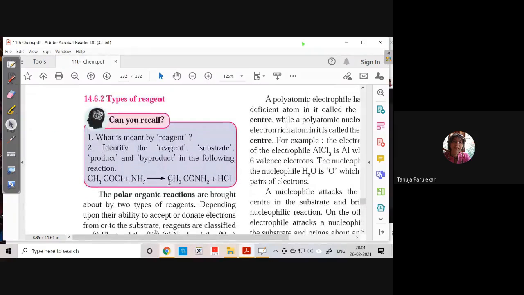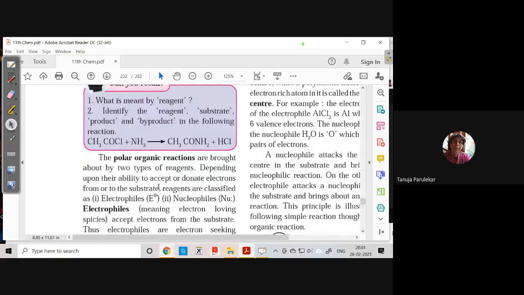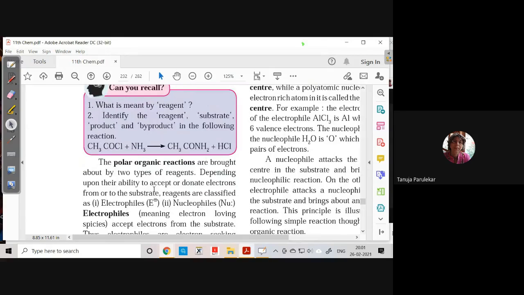So here you complete the types of reagent. Now let us understand what is meant by reagent. Identify the reagent, substrate, product, byproduct in the following reaction. So now, what do you understand by the term reagent? In this case, at least from your previous knowledge, can you tell me which is the substrate, which is the reagent, which is the byproduct, which is the product? CH3COCl is substrate. Correct. And NH3 is reagent. CH3CONH2 is product and HCl is byproduct. Very true.